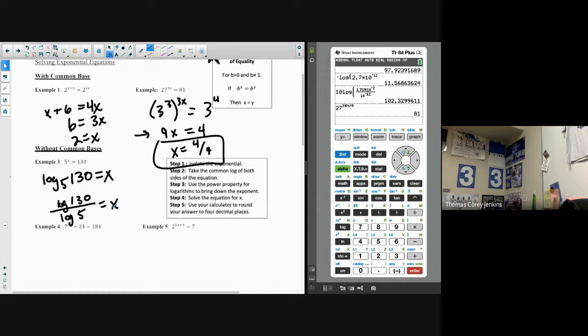I can punch that into my calculator, so let's see what we get. Log 130, close parentheses, divide by log of 5. It says to round to the 4th decimal place, so that's what I'll do. You'll have to pay attention to the rounding directions in MyMathLab or whatever you're doing. And we get 3.0244.